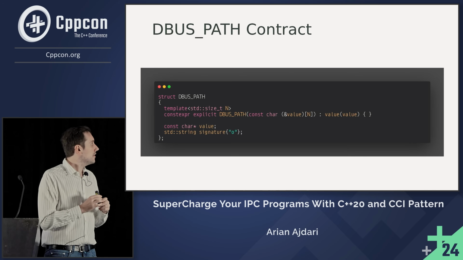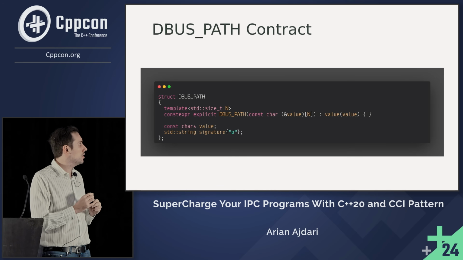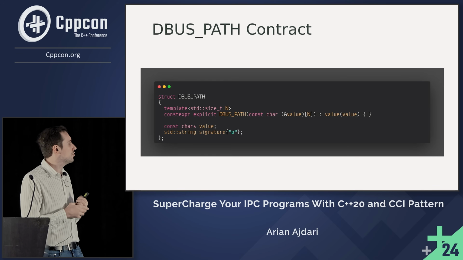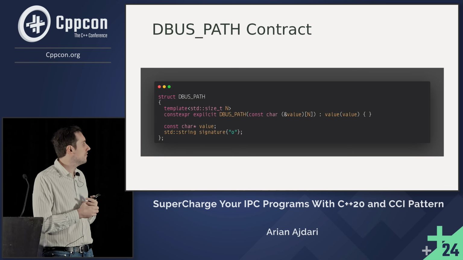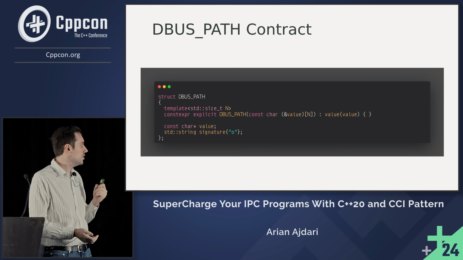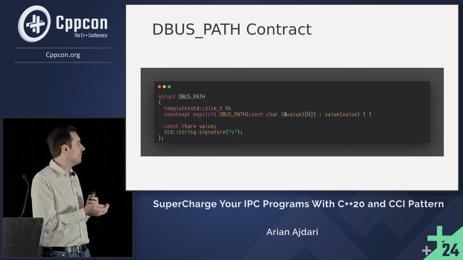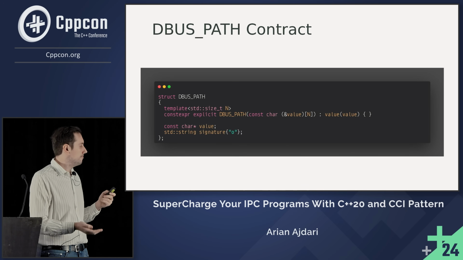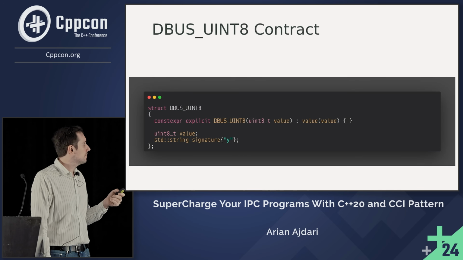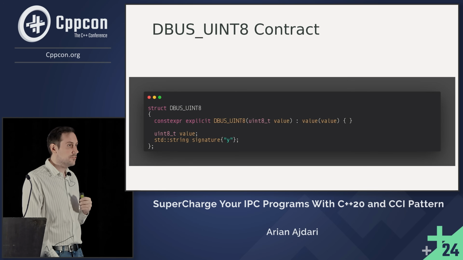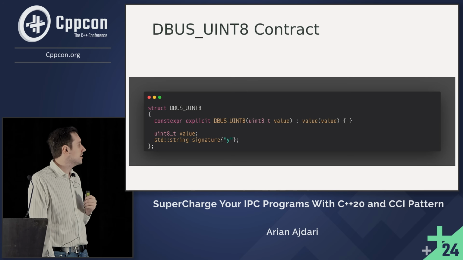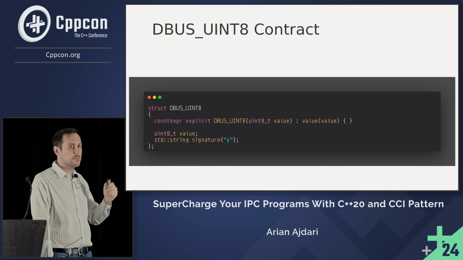In order to do that, I created a helper structure called dbus path, which again takes the length of the string and puts the value of it inside the constant string. And as a helper variable, I just tell it that the signature is O. I do similarly for the unsigned int 8, and I put it inside the unsigned int 8 value, and for the signature, I provide Y.